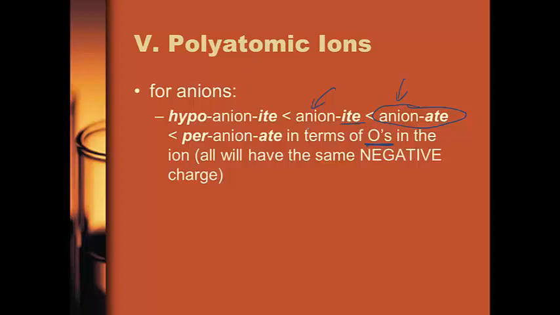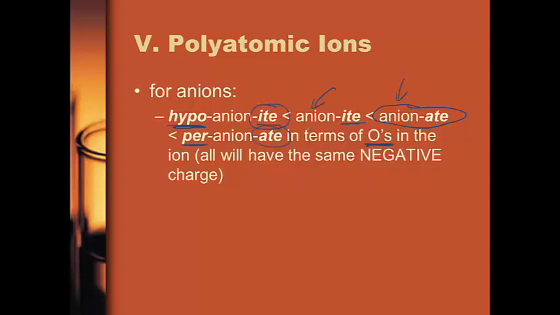Now, if you had one with one less oxygen than the -ite, you put a hypo- in front of the name, and it's called hypo-something-ite. If you have an anion that has one more than the -ate form, it's called per-ate. Okay, notice the endings though are still only -ates and -ites.